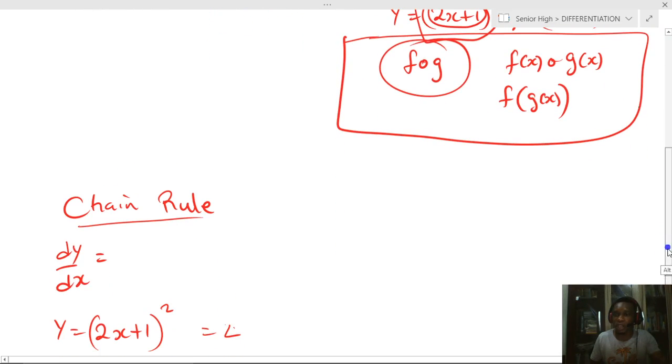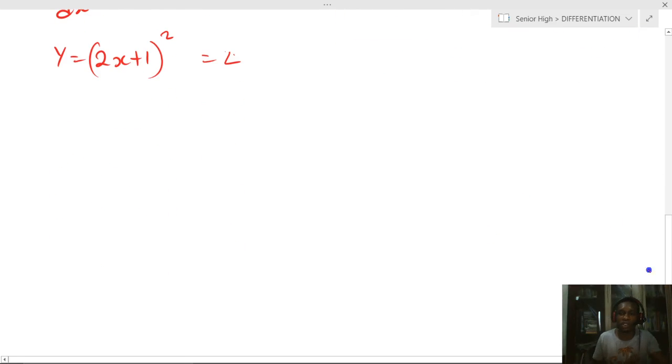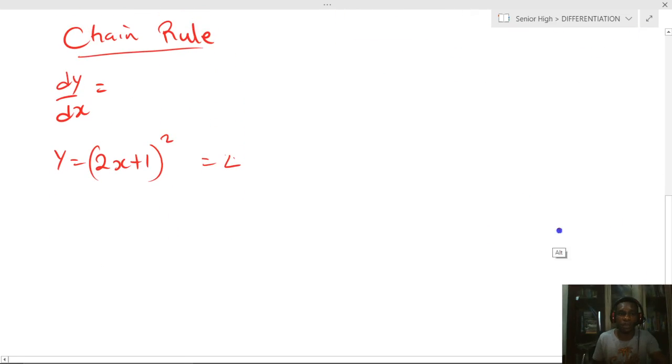Yes, so let's go back and I will now prove to you how we can get 8x plus 4 without going through all the long journey we just did. So how do we get 8x plus 4 again? It is by taking these two functions separately. So let me say that this is my first function, let's call it u.